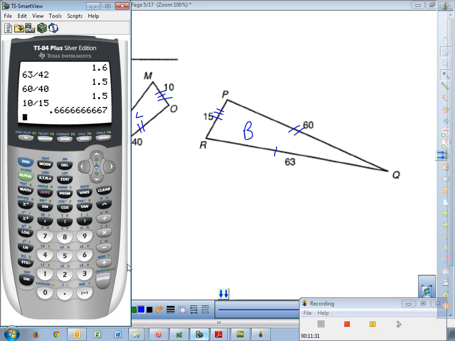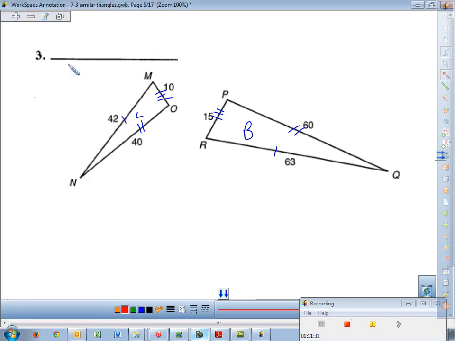Oh, I didn't get 1.5 back. I got 0.6 repeating. Oh, I did what? I did little over big instead of big over little. You got to make sure you divide each way. Don't you get 1.5 when you do 15 over 10? Are they similar to each other? Yep. By side, side, side, similarity theorem.